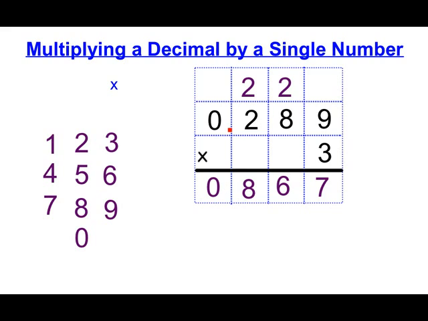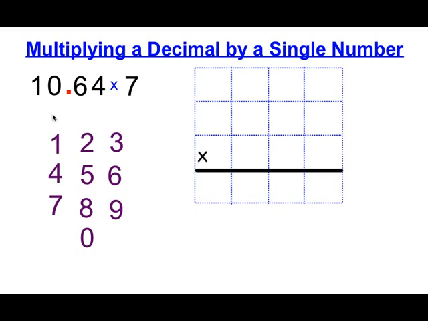Now I have to count in to figure out how many decimal places I need to go over from right to left. So I have 1, 2, 3 decimal places. So in my answer, I start on the right. I go 1, 2, 3 decimal places as well, which means my decimal is going to be in front of the 8. My answer in my math problem is 867 thousandths. Let's try one more for practice.